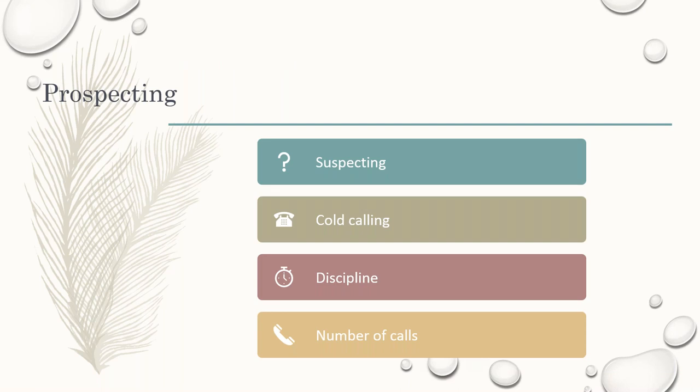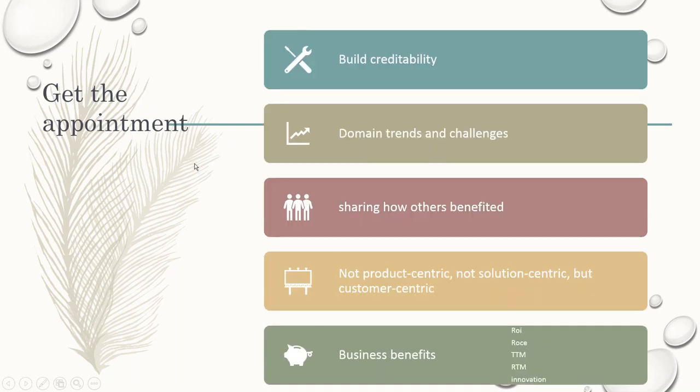And we all know that in prospecting, we need to find the prospect. We are told that we have to go look for the prospect. We need to do our cold calling. We have to have discipline in calling, and we have to make a number of calls, right? So this is very common when you are a salesperson. Your sales manager will ask you to do that. But sometimes we are told in very broad terms what to do, but they don't tell you how to get it done. So today I hope to share, but before that, let's go through the cycle.